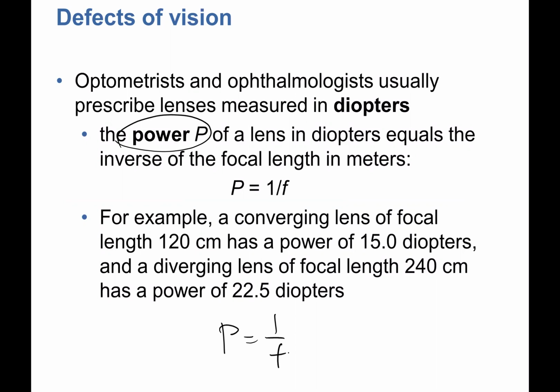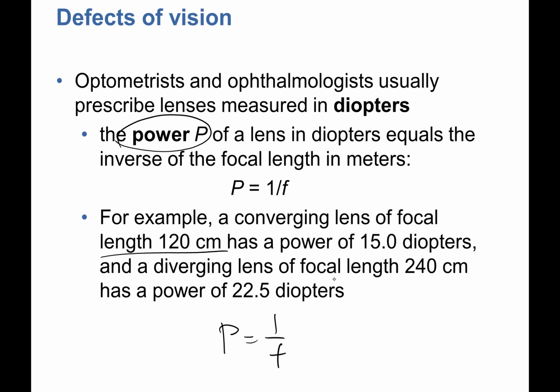So when you go buy reading glasses, they might ask what power you want. Do you want +3, -3, and things like that, which is the correction, depending on how much thinner or thicker the lens needs to be, and what type you have. So you can see a focal length of 120 has a power of 15 diopters, and a diverging lens of a focal length of 240 has a power of 22.5 diopters.